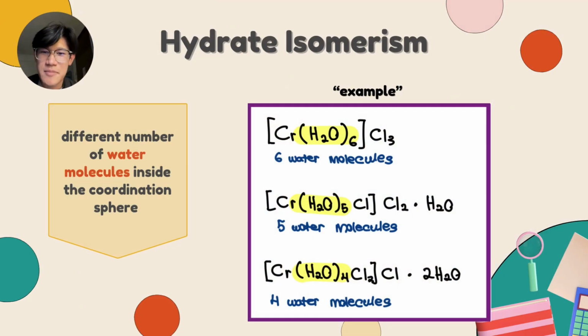Hydrate isomerism occurs when coordination compounds differ in the number of water molecules inside the coordination sphere. In one compound, all water molecules are directly bonded to the metal ion. In another compound, some water molecules are outside the coordination sphere as water of crystallization. Even though both compounds contain the same components, the position of the water molecules is different, which results in hydrate isomerism.